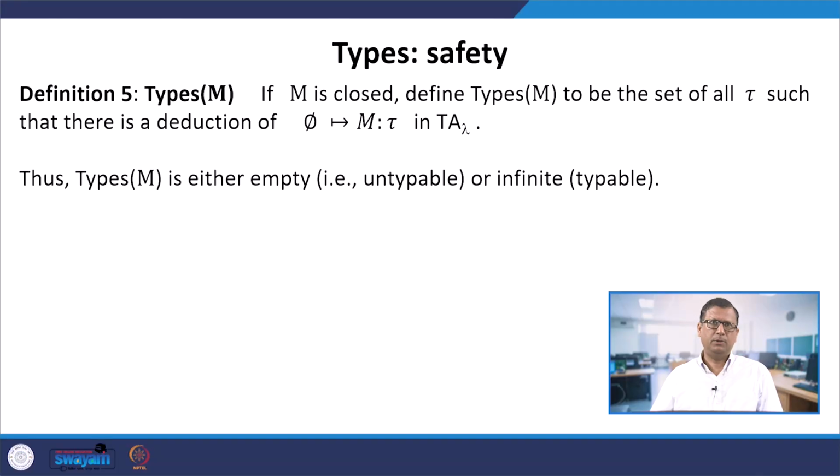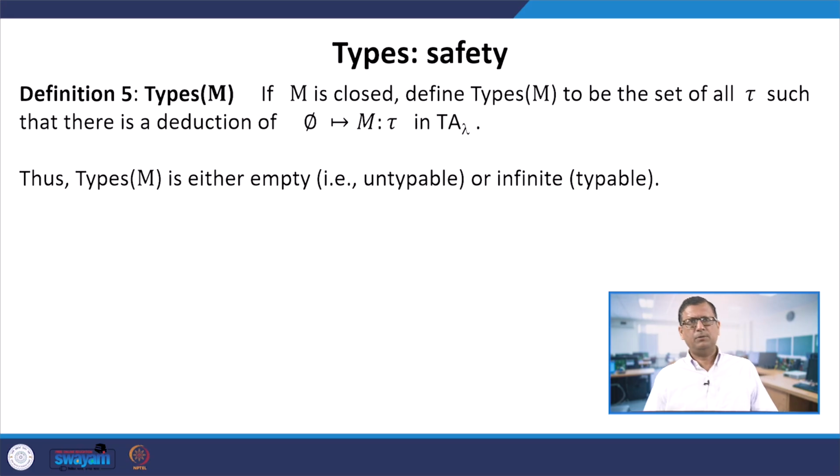Recall that if a term m has a type tau, then we call it safe. Informally, safety means that a term m has a type tau. That is what we mean by safety. Now let us define types of m. If m is closed, we define types of m to be the set of all tau such that there is a deduction of m has tau in T lambda, with the context empty.